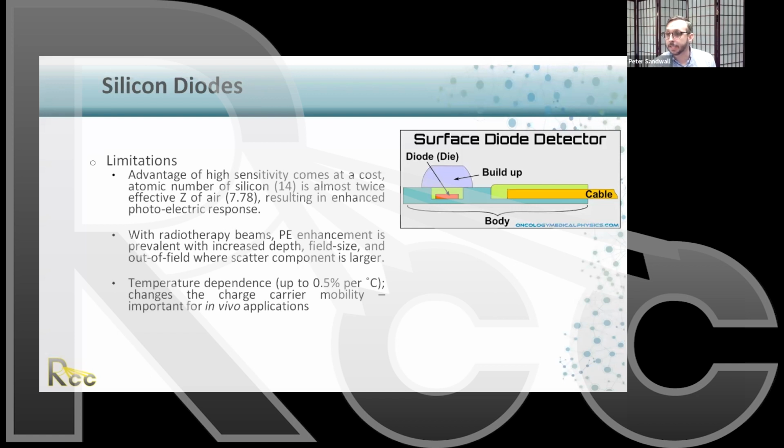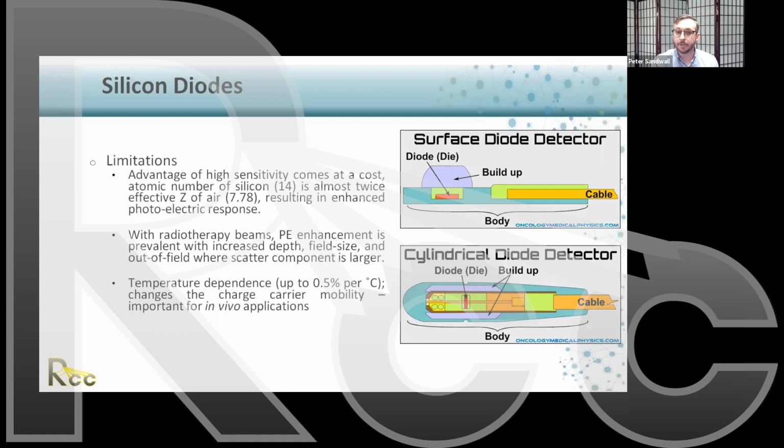Another thing is the geometry. We've got different geometry detectors. You've got these flat ones that have buildup, and they've got a strong directional dependency. And then you've got these spherical ones, which have less of a directional dependency, but still, if you turn them up, it's going to give a different response than if you have it on its side. So it's important to understand the geometry of your detector.